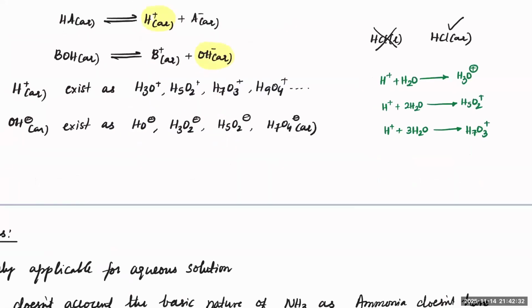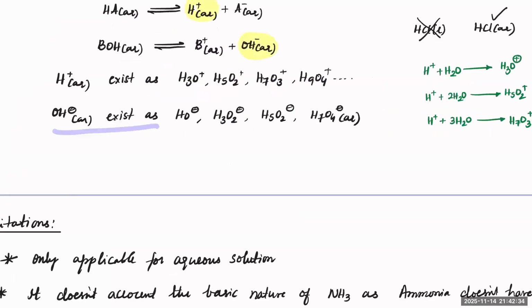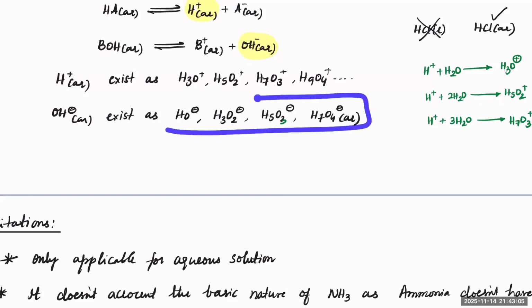Similarly, OH minus can simply be shown as OH minus, which is the most common way of showing it at room temperature. But at room temperature, there is a small existence of OH minus as H3O2 minus, H5O3 minus, or H7O4 minus. These are all various representations. Clear? So these are all the ways of representing OH minus as well. Everybody understood?